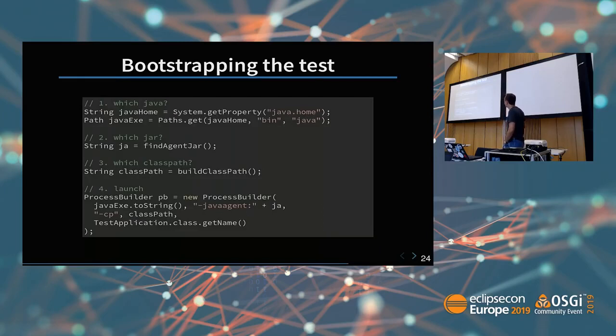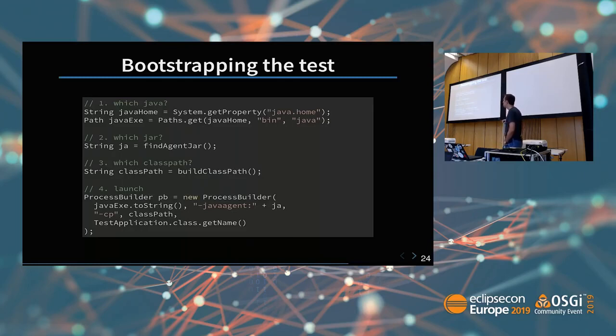So you need to, okay, which Java am I going to get? If you're running a Java agent, which is usually a bit sensitive about Java versions it's running on, you need to decide, probably you want the same JVM as the one that is running your unit test. So you take this Java home, you get the executable, you need to find the agent jar. And that usually means it's packaged somewhere in your target directory. And again, you need to find the code.